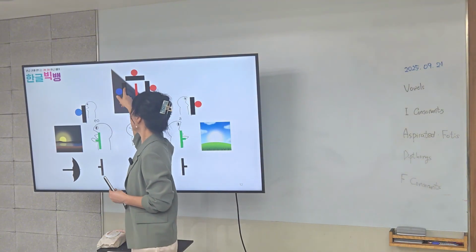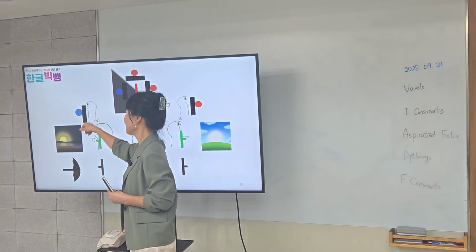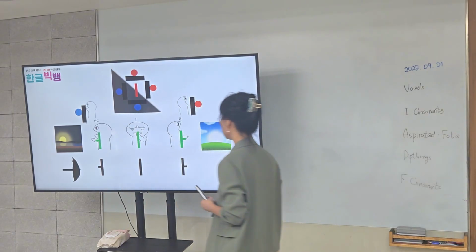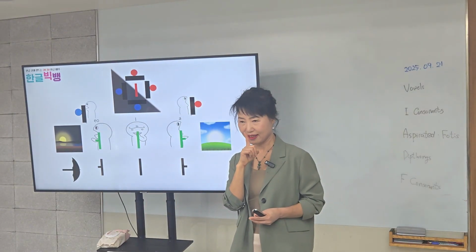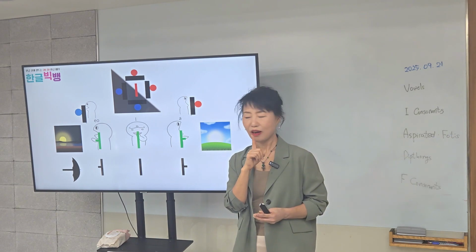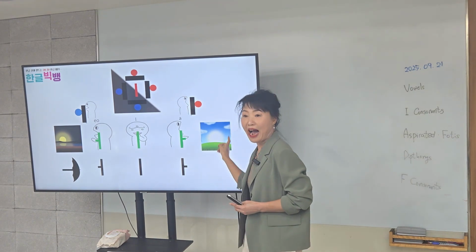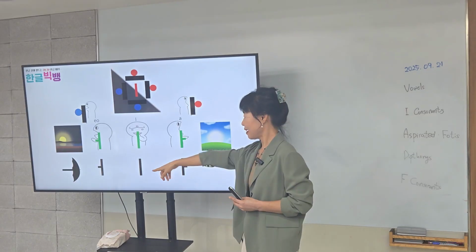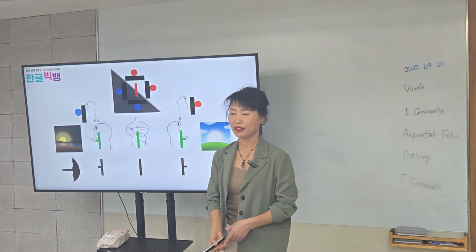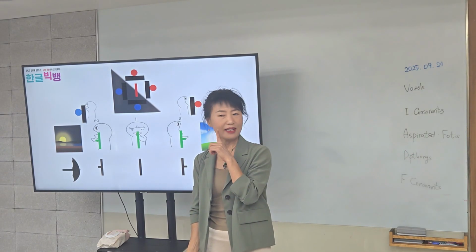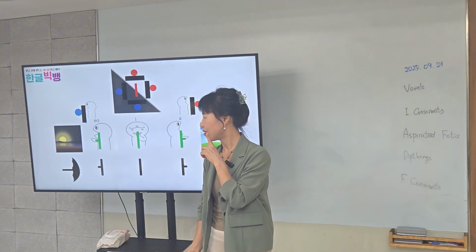And from E, the sun is setting like this. It is o. So you can remember like this, E, a, o. So a in outside, o in umbrella. Okay, so E, a, o.